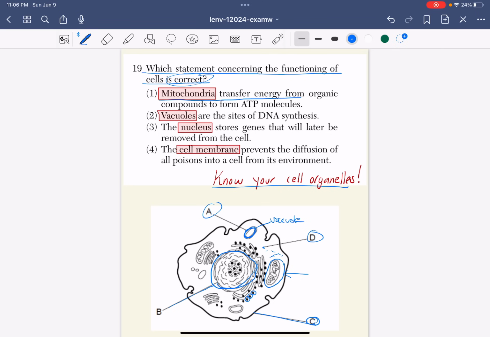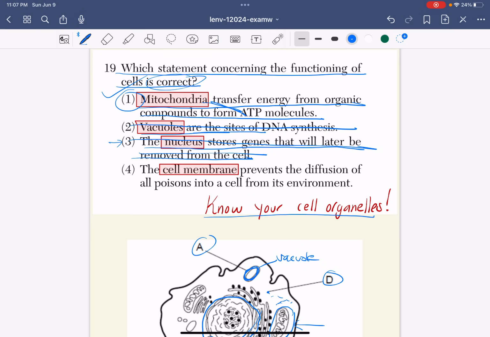Mitochondria transfer energy from organic compounds to form ATP. Yes, mitochondria and ATP. This looks correct. Vacuoles are the site of DNA. No, the nucleus is. The nucleus stores genes that will later be removed from the cell. No, DNA, this one was a tricky one. DNA cannot leave the nucleus. DNA needs to stay in the nucleus to help control all cell activity.